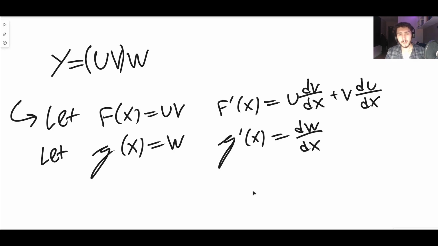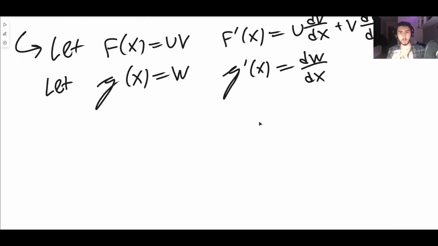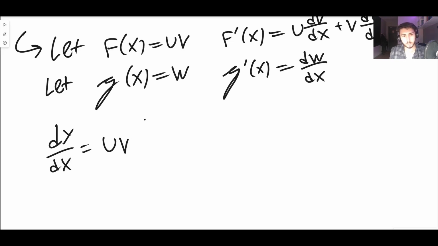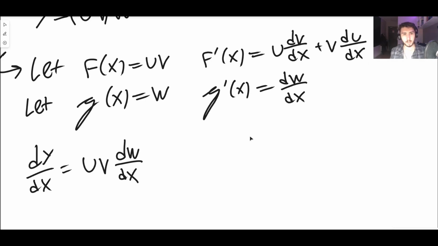And then what we do is we do the product rule with this. So it's going to be f of x times g prime of x. So I'll write this down. dy dx is equal to u times v times dw dx. So uv times dw dx. And then we're going to add g of x times f prime of x, which is going to be w multiplied by u dv dx plus v du dx.